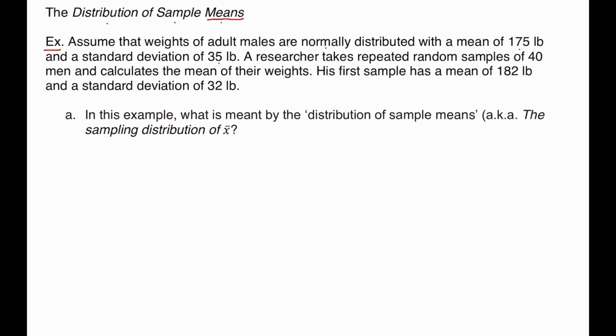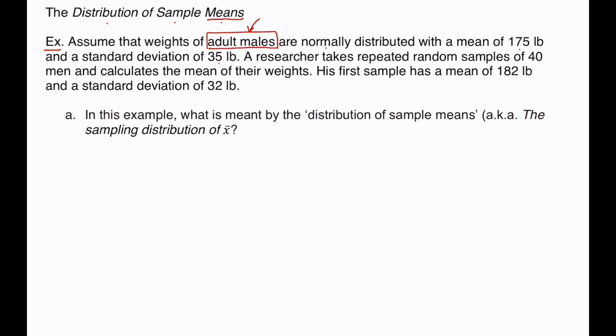A researcher takes repeated random samples of 40 men and calculates the mean of their weights. His first sample has a mean of 182 pounds and a standard deviation of 32 pounds. Before we move on, let's do a quick warm-up and make sure that we understand all the notation and terminology. The first question is, what is the population in this case? The population would be adult males.